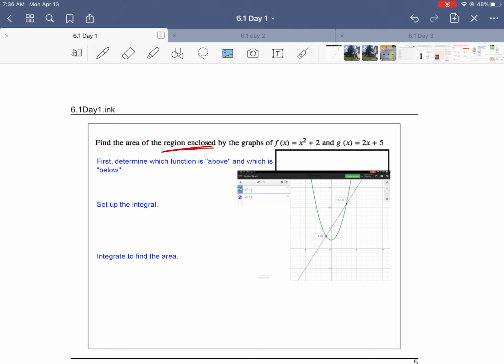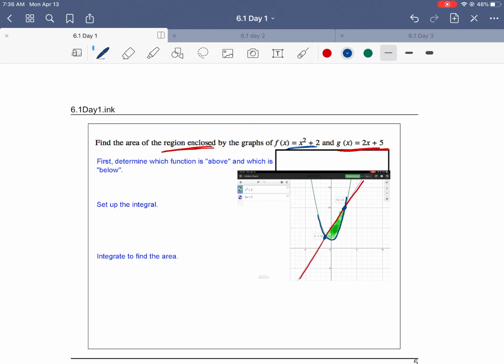That worked well. All right. So again, this space right here is what we're looking to find. The 2x plus 5, the line, is there. The x squared plus 2, the parabola, is here.